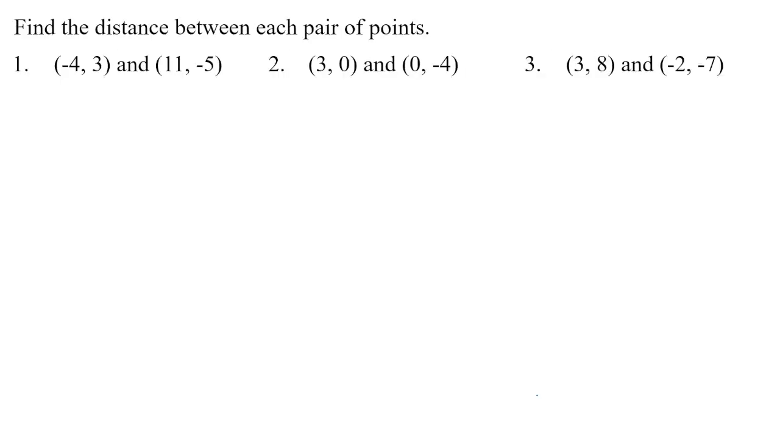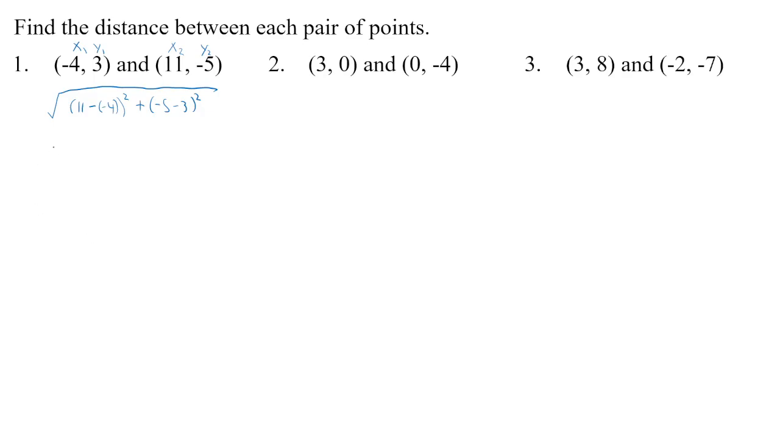So let's say you're asked to find the distance between each pair of points. The first thing you want to do is label your points: x sub 1, y sub 1, x sub 2, y sub 2. Now we're going to put these coordinates into the distance formula. So this is 11 minus negative 4, squared, plus negative 5 minus 3, squared.